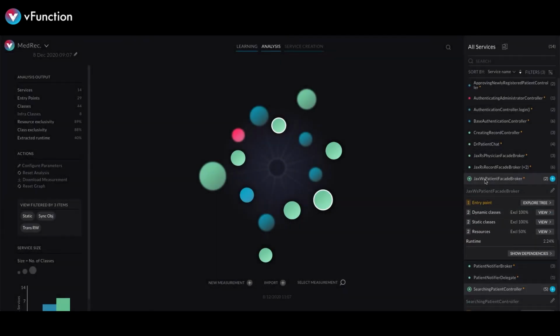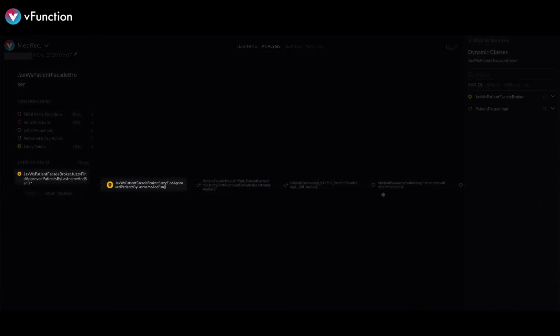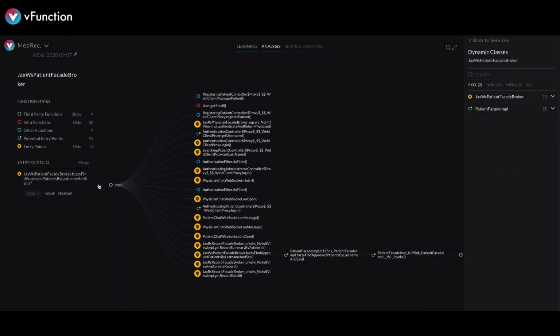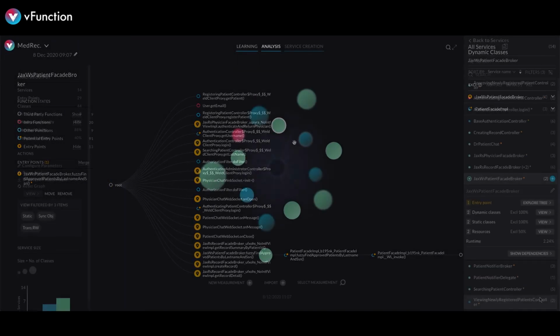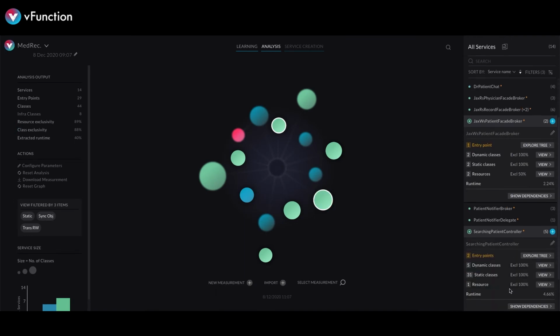Let us look into Jack's WS Patient Facade Broker. It has a single entry point, which is the method fuzzy find approved patient by last name and SSN. The entry point is called from the root. If we want to have one service to search patients, then we should merge this service with Searching Patient Controller.